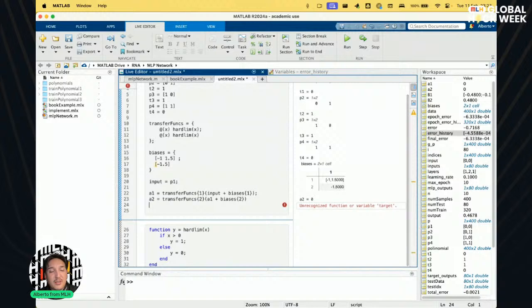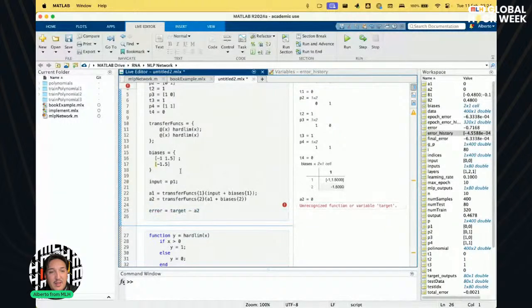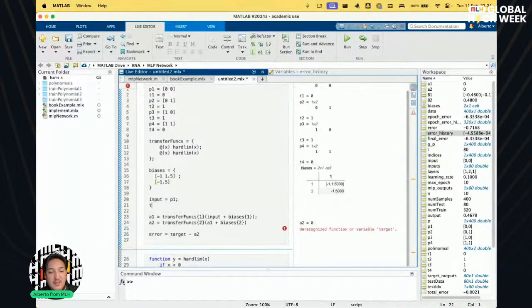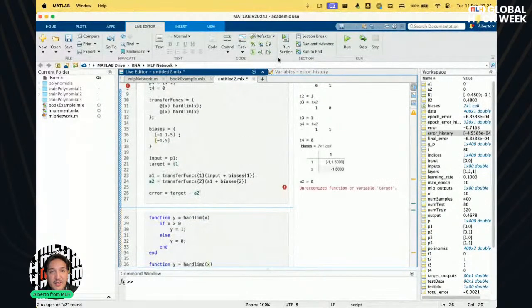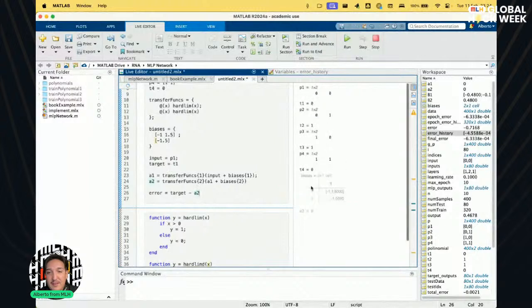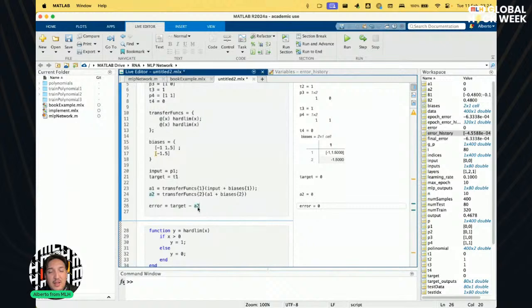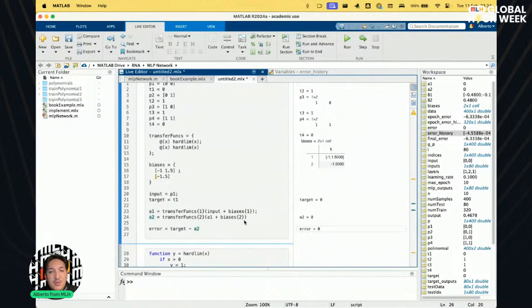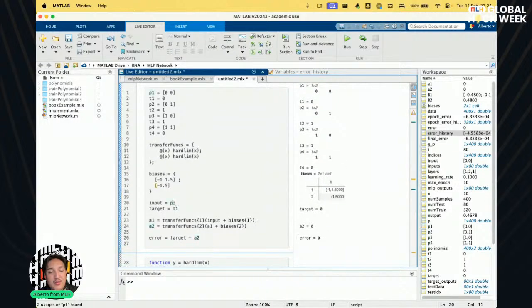Okay, the error is not calculated like that. Yeah, the target is T1. So the error is 0 because the target is 0 and A2 is 0. Yeah, it should be 0. And now if we pass, for example, P2 and T2, this should be 1 and the error should again be 0.